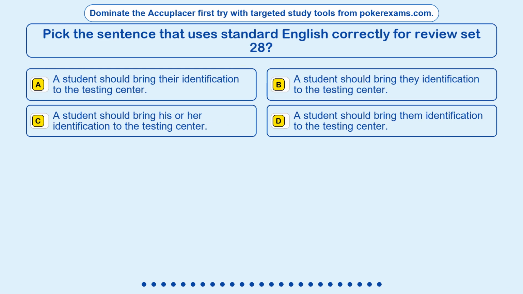Question 20. Pick the sentence that uses standard English correctly for review set 28. Option A. A student should bring their identification to the testing center. Option B. A student should bring the identification to the testing center. Option C. A student should bring his or her identification to the testing center. Option D. A student should bring them identification to the testing center.